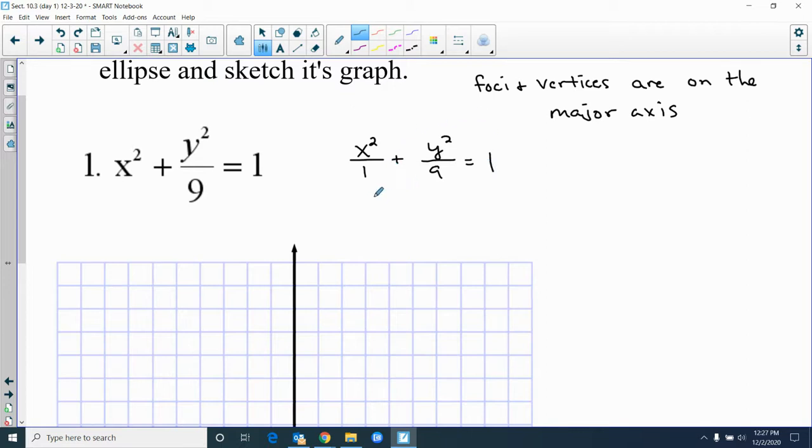All right, we said the a squared is always the bigger one. Since it's underneath the y, this is going to be a vertical ellipse, taller than it is wide. We say a squared equals 9, which means a is 3. And b squared is the constant underneath the other one, so it's 1, and the square root of that is 1.